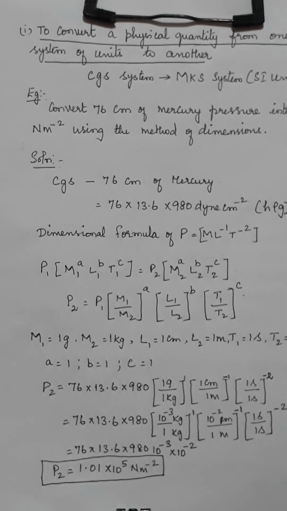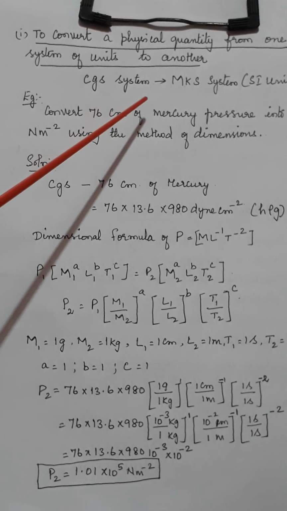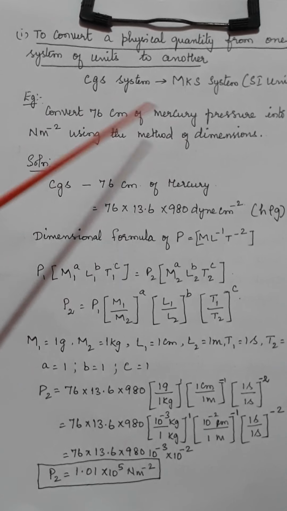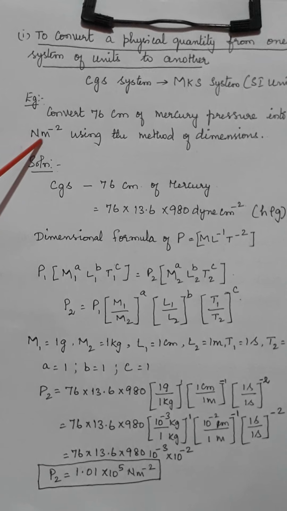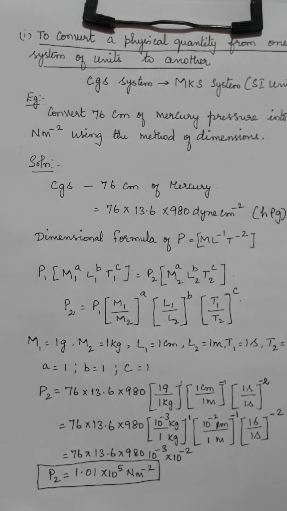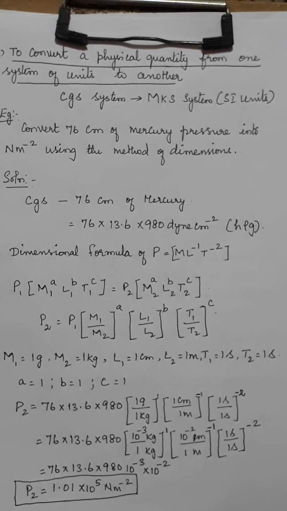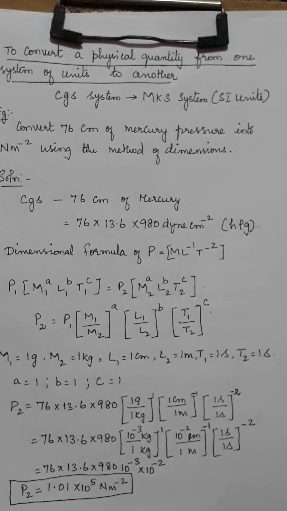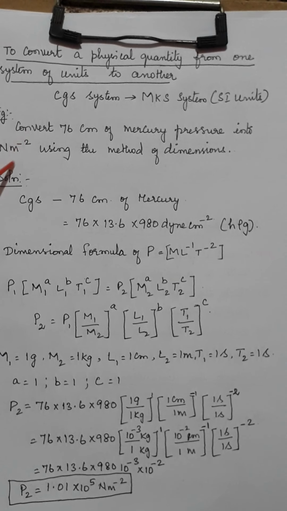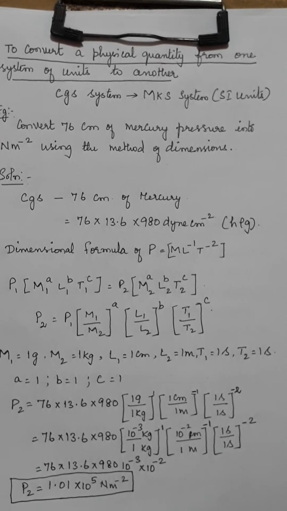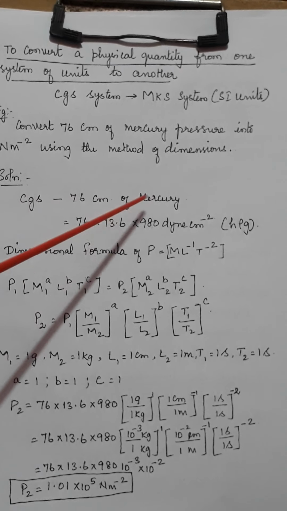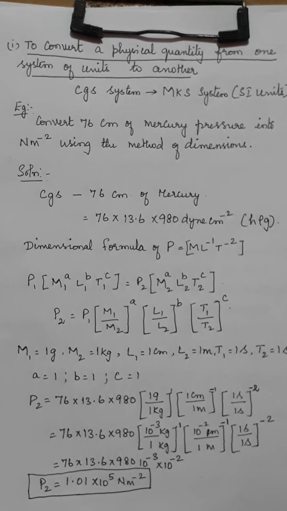So for example, here 76 centimeters of mercury, that is in the CGS system, is going to be converted in terms of Newton per meter square, that is the SI unit. Pressure has the value of force by area, so it is Newton per meter square, which is your SI unit. So in the CGS system, 76 centimeters of mercury is the pressure.